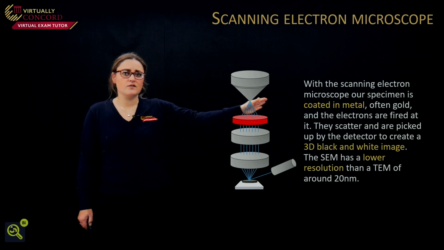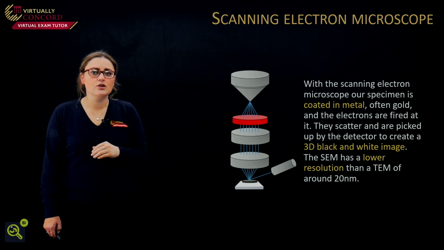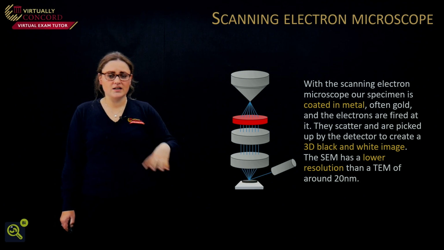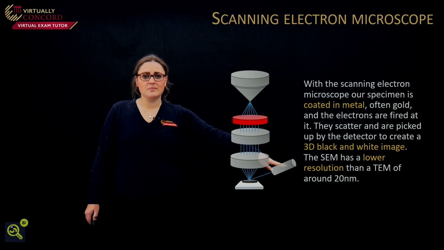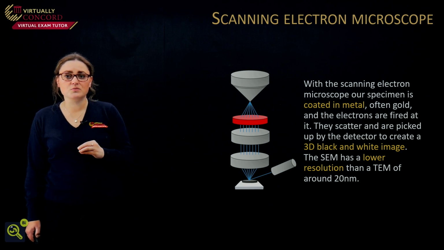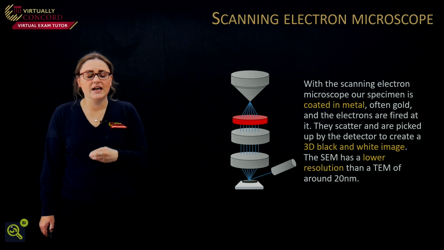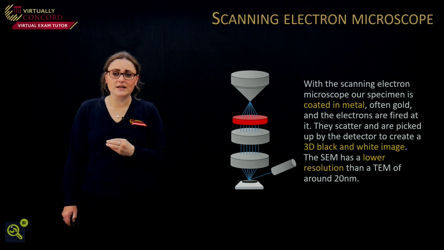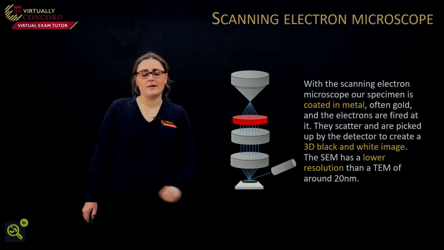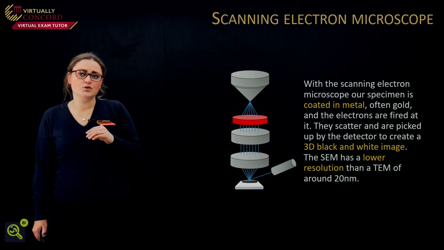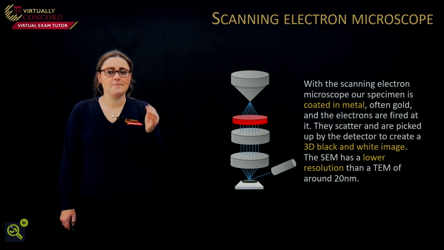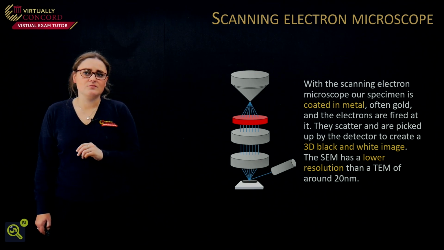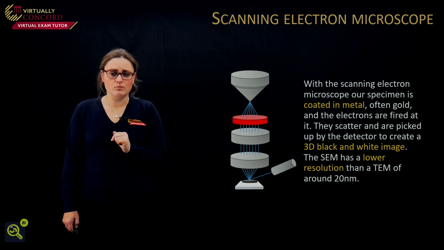Okay, so our specimen is often coated in metal, usually gold, and because the electrons are hitting our object at the bottom and kind of scattering, they're detected and picked up by a detector, and they provide us with a 3D image. Again, it's still going to be black and white, so we can still add false colour to it, and our scanning electron microscope has a slightly lower resolution than our transmission electron microscopes. Okay, so more like 20 nanometers as opposed to the 0.1 that we saw before.